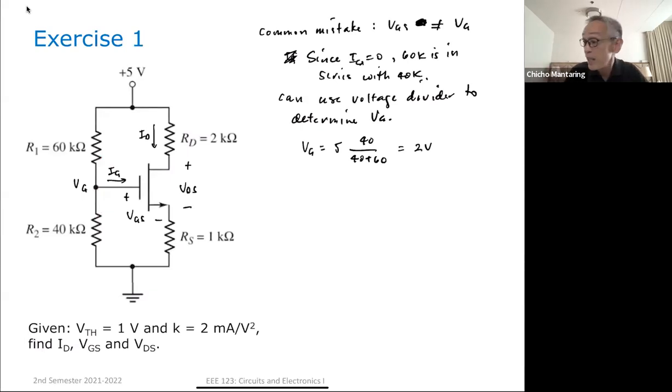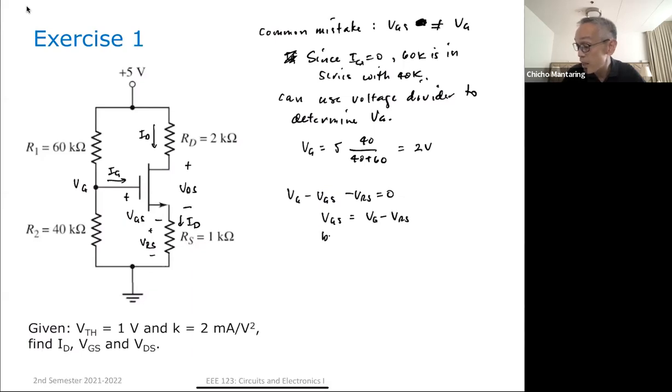Okay, remember that VG is not equal to VGS. You have a voltage here, VRS. Okay, this is also ID. If you apply KVL to this particular loop, what are you going to get? You're going to get VG minus VGS minus VRS is equal to 0. Or VGS is equal to VG minus VRS.